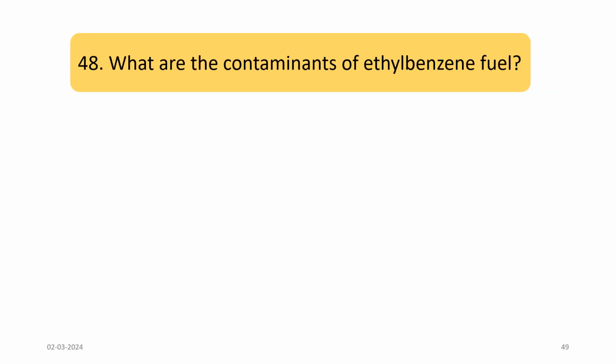The next question is what are the contaminants of ethylbenzene fuel? So we don't want to produce diethylbenzene or higher-order ethylbenzenes, right? So these are the contaminants for ethylbenzene, that is butylbenzene and diphenyl compounds, which are the contaminants of this reaction.